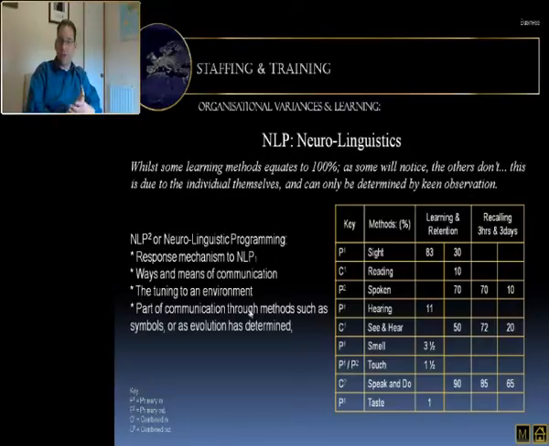Part of communication is through methods such as symbols, or as evolution has determined. As you've seen, we use a lot of symbols throughout, much the same as we use a lot of acronyms. Acronyms and symbols are much the same thing, just one's written and one's drawn. A picture holds 1,000 words, as we were saying before. One holds more information, that's images, and the acronyms hold a specific set of information, like we were saying with the head, the local, pick poetry, that type of thing. It holds specific bits of information.